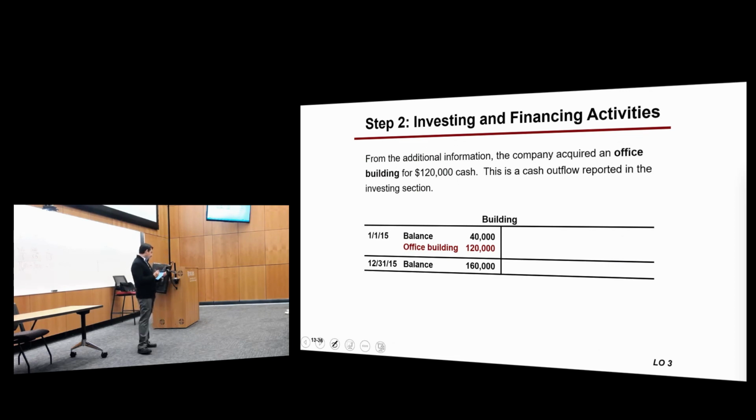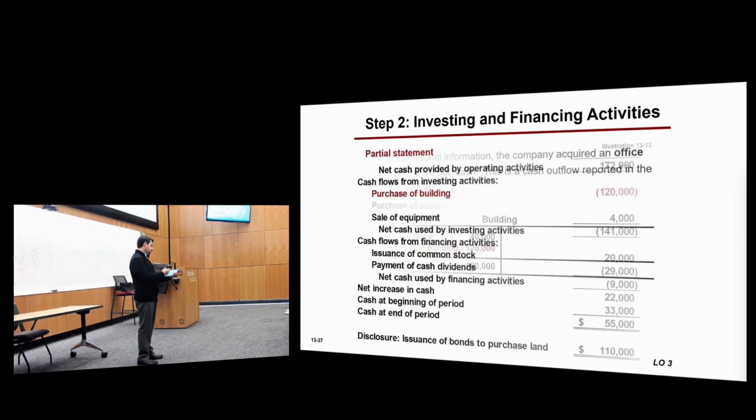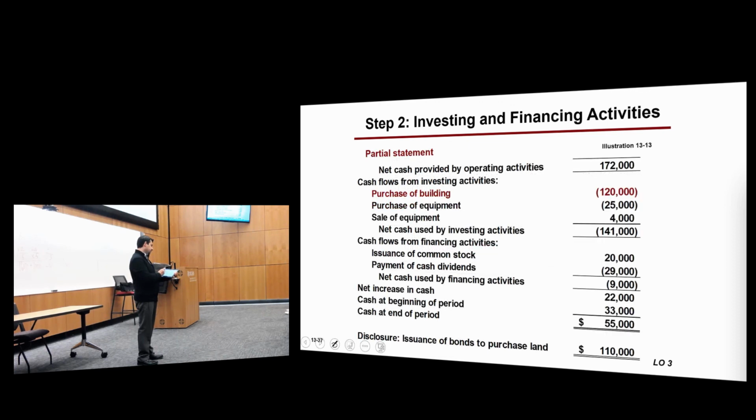Okay, and then we have, from the additional information, the company acquired an office building for $120,000 in cash. Is this a cash inflow or outflow? Outflow, so it's negative, right? You simply add it here as cash from investing, purchase of the building. It's minus. It's a cash outflow. It decreases your net cash. So net cash will decrease by 120,000.